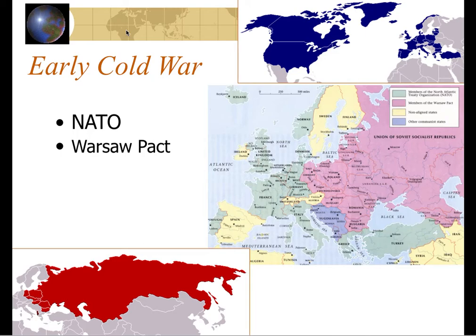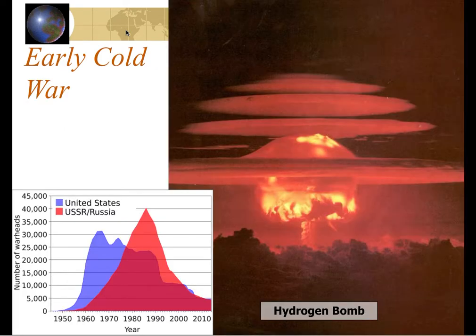Kind of doesn't have the same meaning today as it once did, but the Warsaw Pact countries were required to produce the resources that the Soviets needed and to buy resources from the Soviet Union that the Soviets needed to sell. And so this is an example of how the world is becoming more and more divided during the Cold War. So what makes this a Cold War and not a hot war is what we see here, the development of nuclear weapons.